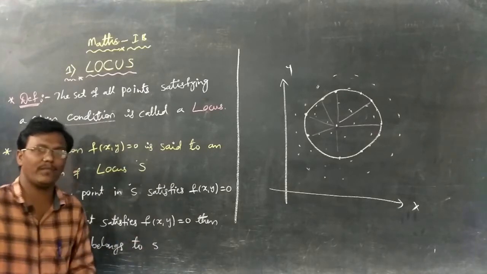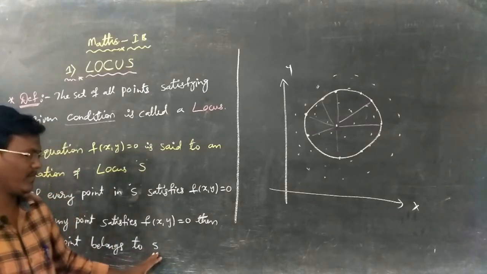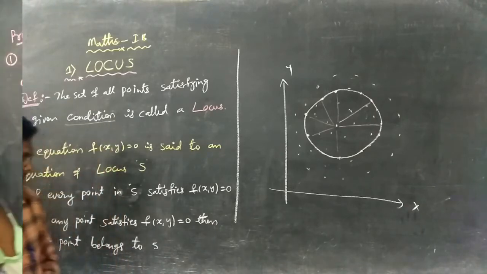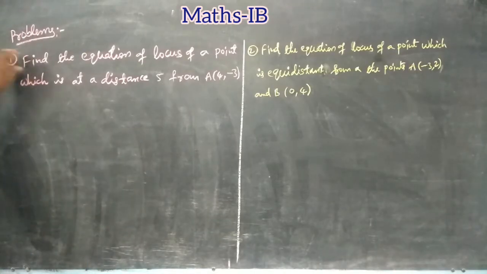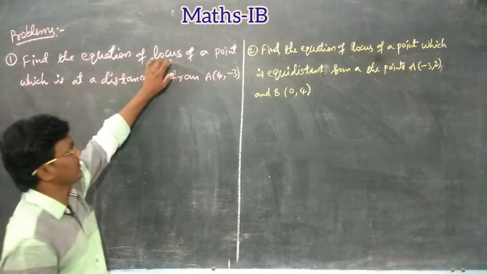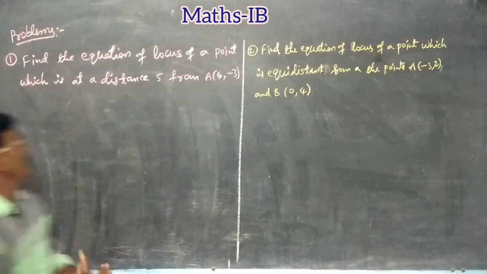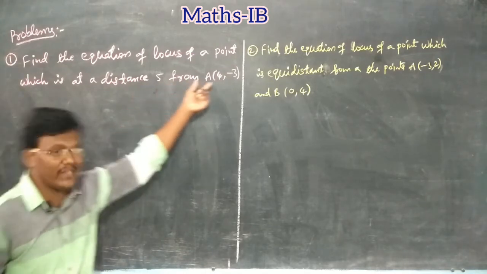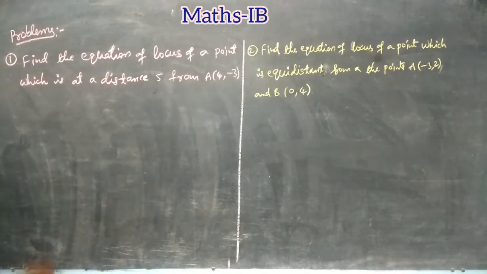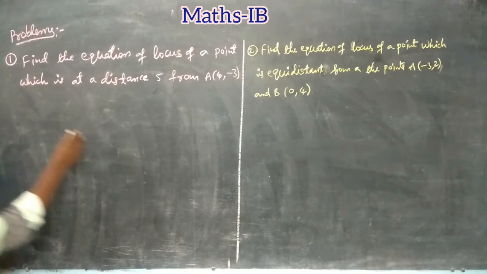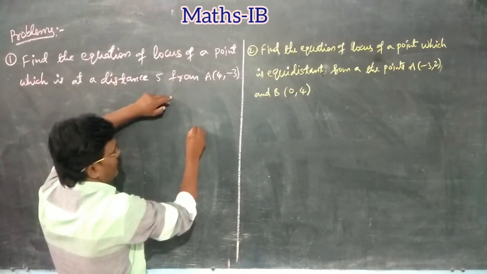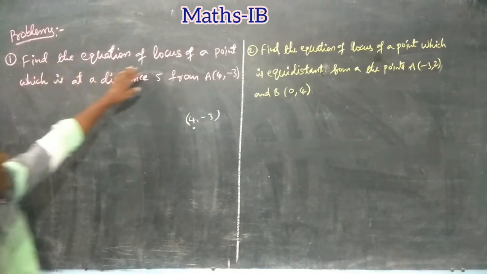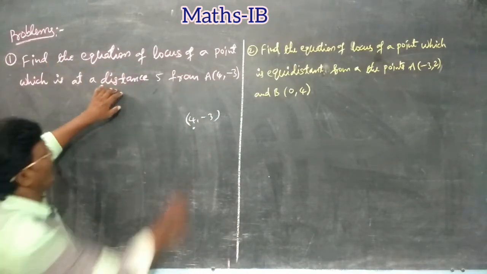Here S is nothing but the set of all points. I hope you have understood. Next, the problem: find the equation of the locus of a point which is at a distance 5 from a given point. What is the given point here? It is (4, -3).